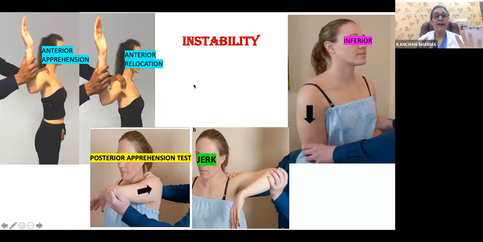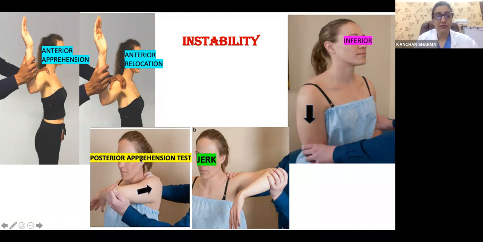Now we have three types of instability. We can have anterior, we can have posterior, we can have inferior, right? So here we have tested the anterior stability. Now we are testing the inferior. Inferior is the easiest one. You ask the patient to sit with the elbow flexed to 90 degrees and try to pull the arm down. With the arm down, you will see the acromion here and the humeral head, and you will see a sulcus appearing between these two. So the patient is having some sort of inferior instability.